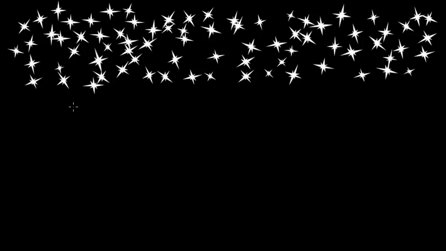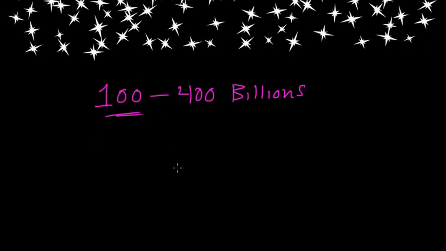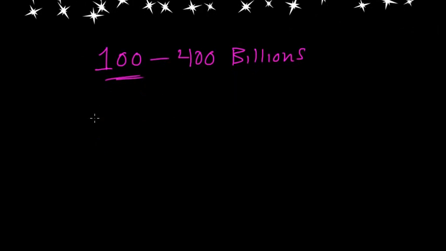In this video, what we're going to try to do is figure out how long it would take in Earth years to count all of the stars within the Milky Way Galaxy. Now, the Milky Way Galaxy has anywhere between 100 and 400 billion stars in it. And we're going to use the lower number to come up with an estimate to figure out how long it would take to count all these stars.